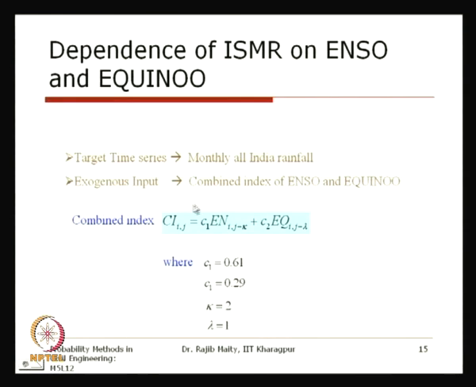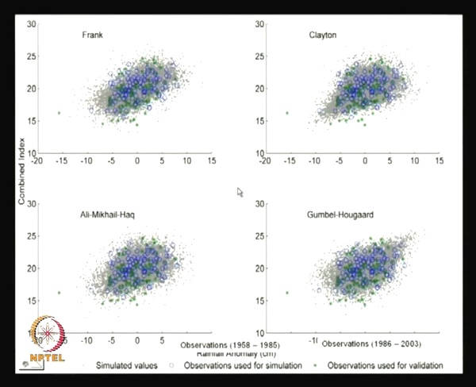So, here is the background of how we get this combined index. The combined index for the ith month and jth year is the kappa month lag of the ENSO index and the lambda month lag of the EQUINO index, multiplied by C1 and C2, and these values, C1, C2, kappa and lambda, are also obtained from other analysis. So, finally, by using these parameters and these indices, we get another time series, CI, which is known as the combined index. So, we have the monthly all India rainfall and we have the combined index. Two time series are available to us.